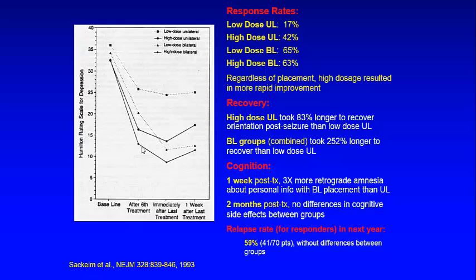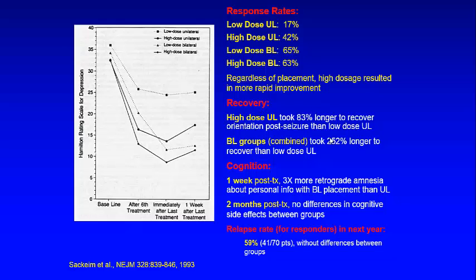Now, what about cognitive functioning? Well, in terms of immediate recovery in the recovery room, the higher dose unilateral group did take almost twice as long to recover orientation post-seizure than the lower dose unilateral, whereas it was even longer than that for the bilateral groups. Now, if we were to look at memory problems, 1 week after the course of treatment was over, there was 3 times more retrograde amnesia about autobiographical information with the bilateral lead placement than unilateral. But 2 months post-treatment, you didn't see a difference between the 2 groups.